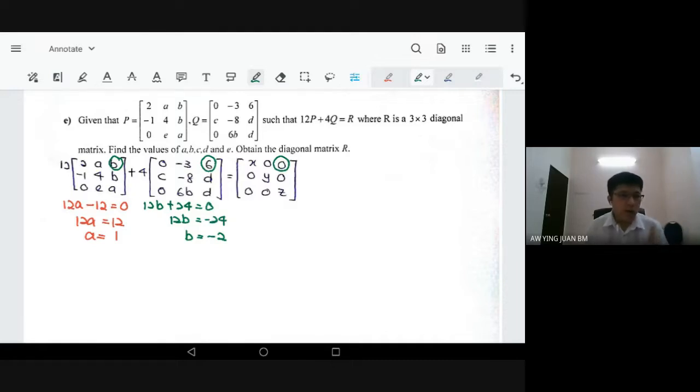Next, focus on the C. So kindly refers to the matrices. So we notice that we have the C over here, which is the A21. So in here, we also have the focus A21. Same goes to the third matrix, A21. So we have negative 12 plus with 4C is equals to 0. So 4C is equals to 12. C is equals to 3. So done for the element C.